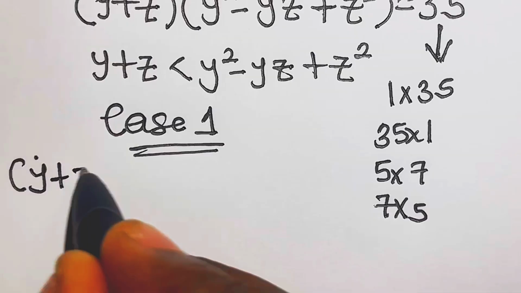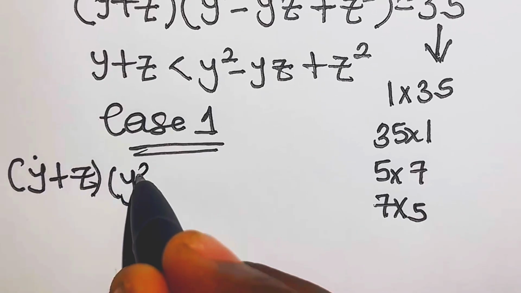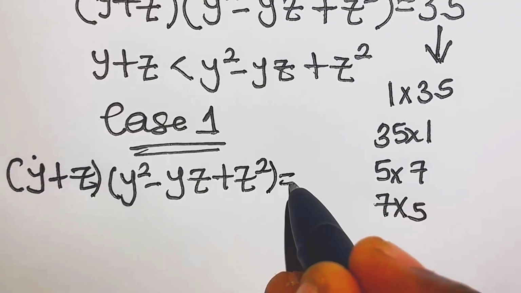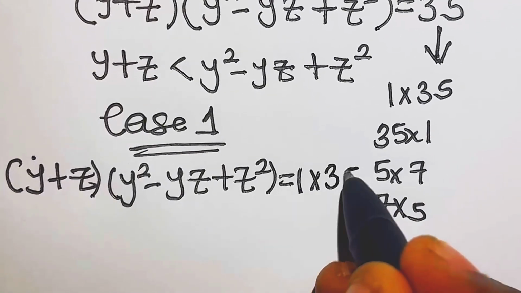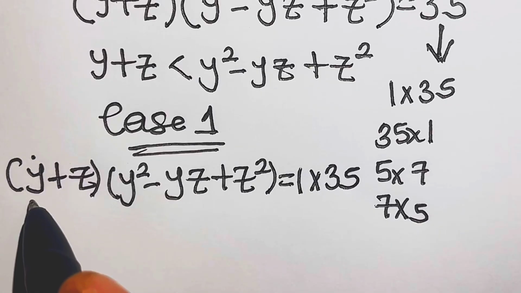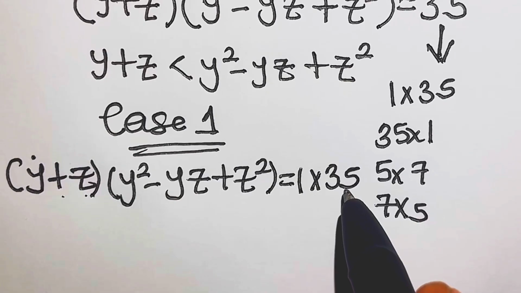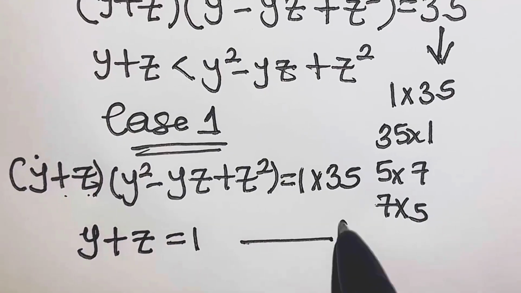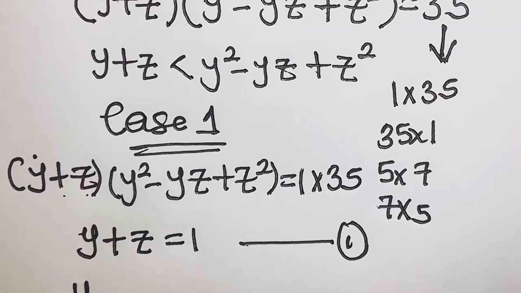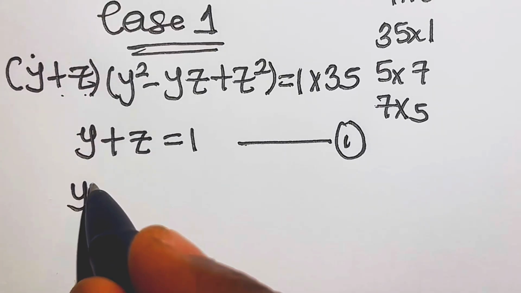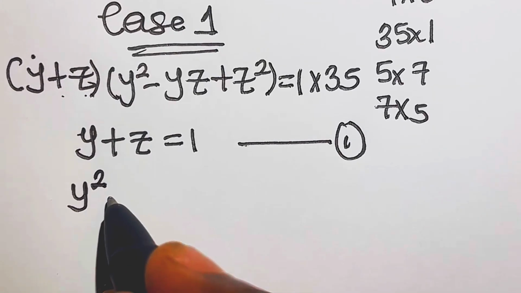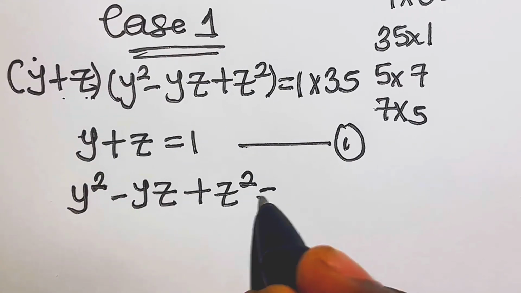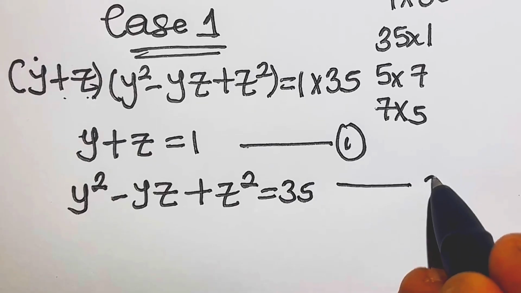We have y plus z multiplied by y square minus yz plus z square equals 1 times 35, right? So this means that we are going to have y plus z equals 1, and this equals 35. So we have y plus z equals 1. Let's number this equation 1. Also we have y square minus yz plus z square equals 35. Let's number this equation 2.